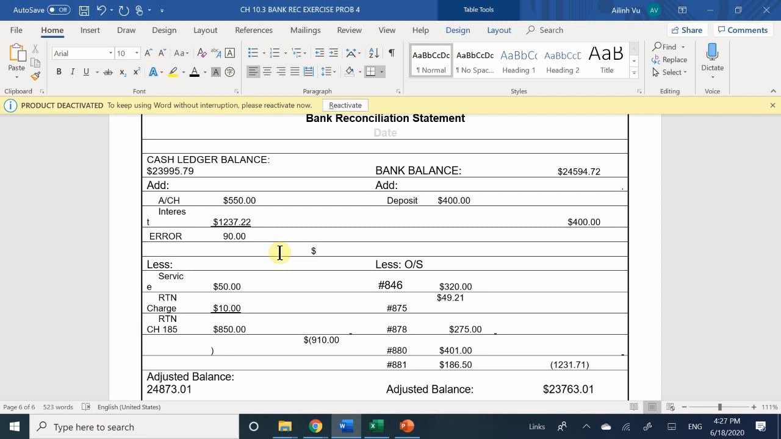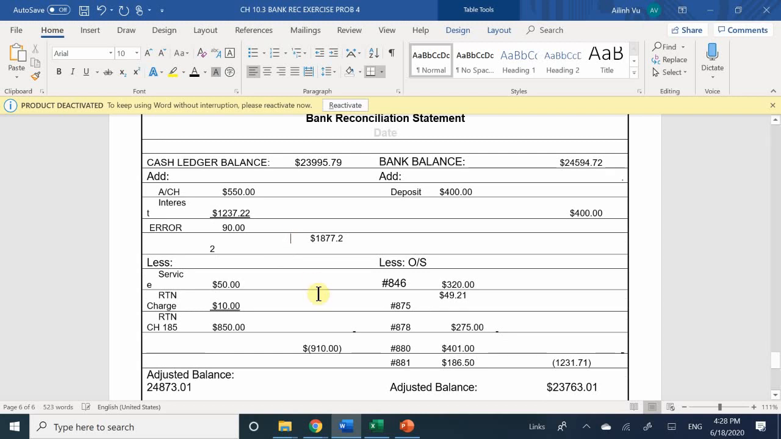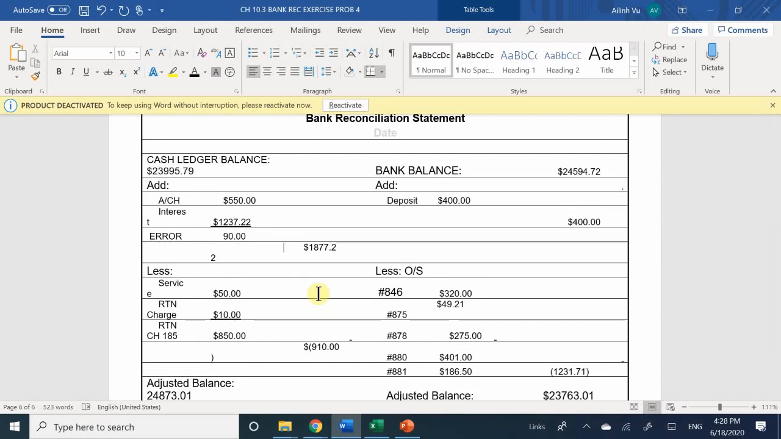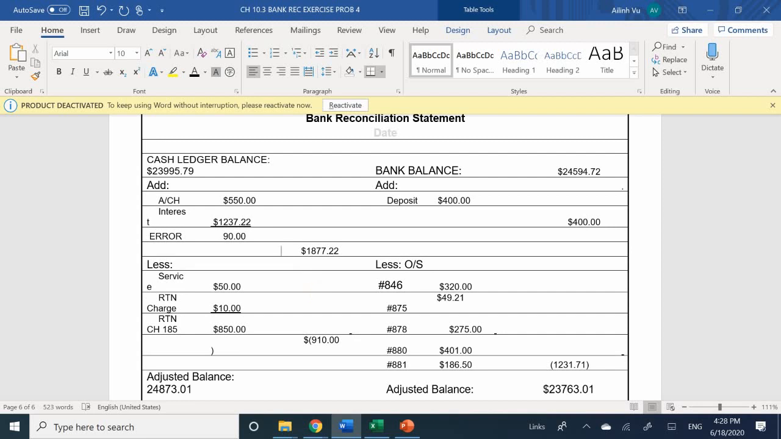Is anyone recalculating that? Is anybody recalculating this new total right here? Yeah, well, the new total is 1877.22. Good. Thank you. I wasn't sure if anybody could hear me. I keep going on and off. It's a bad internet day.